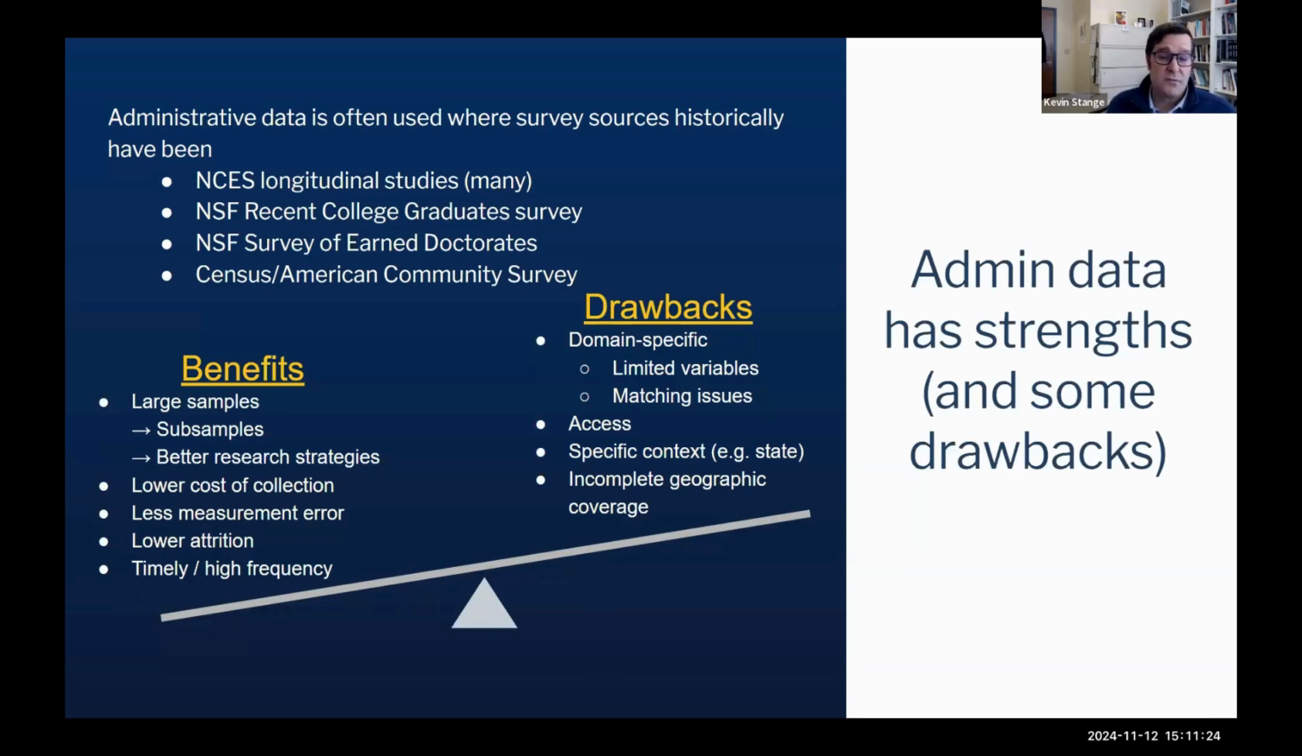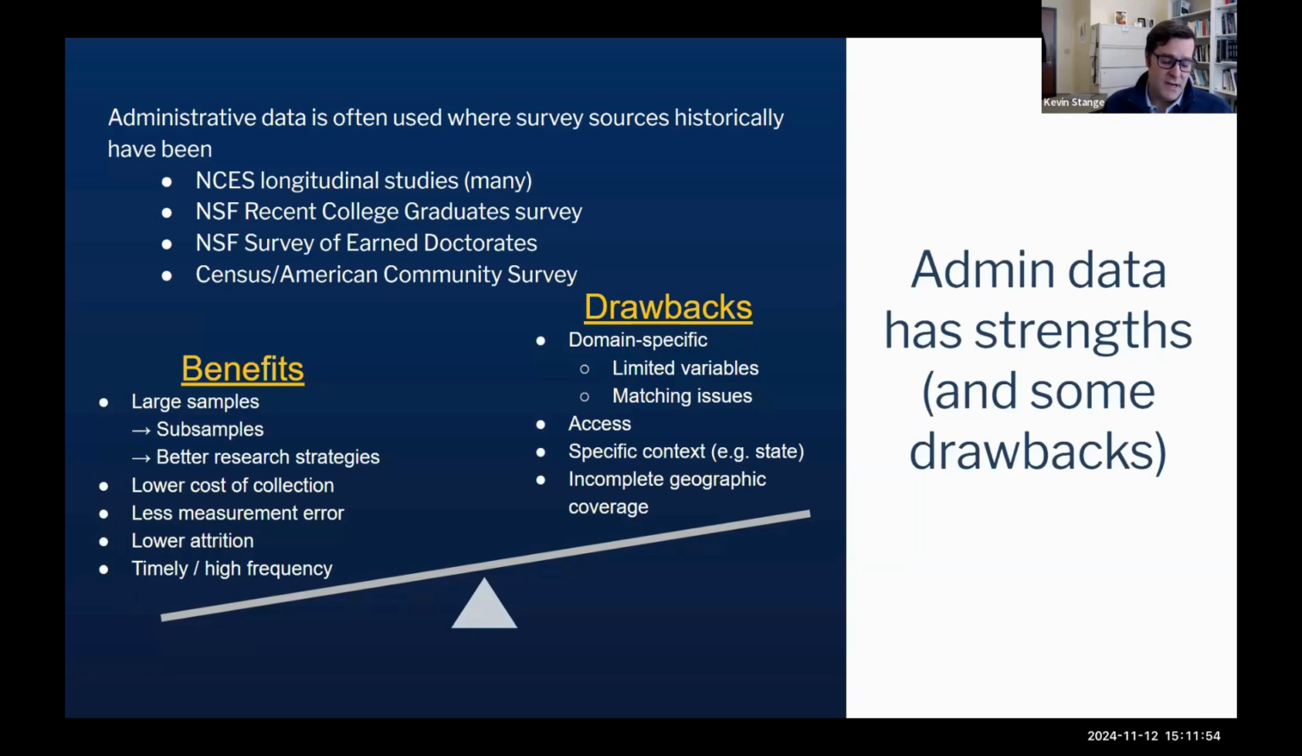It also lets you sometimes use more innovative research designs, like regression discontinuity, which requires a lot of data. A couple of other benefits: it's collected through the process of administering programs, so researchers don't have to collect the data themselves, which can be really expensive. There also tends to be less measurement error, at least in some ways, than in surveys.